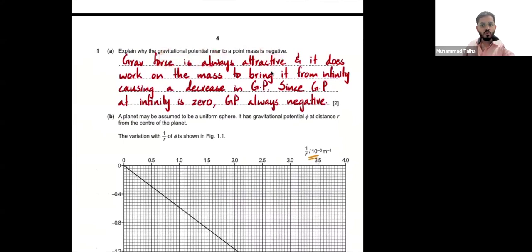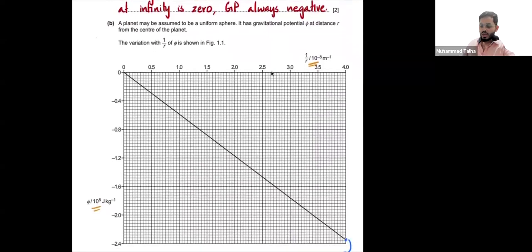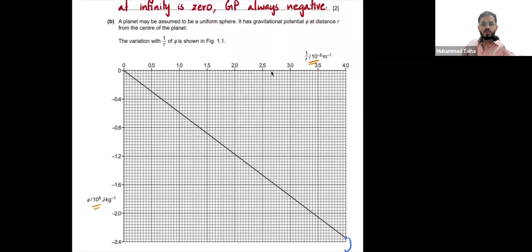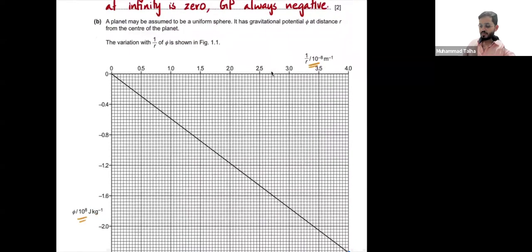Because gravitational force is always attractive. So if something is coming from infinity, the work is done by the force on the mass, right? So the gravitational force does work on the mass. And because we define the potential at infinity to be zero, when something decreases from zero, it's going to be negative. Straightforward.